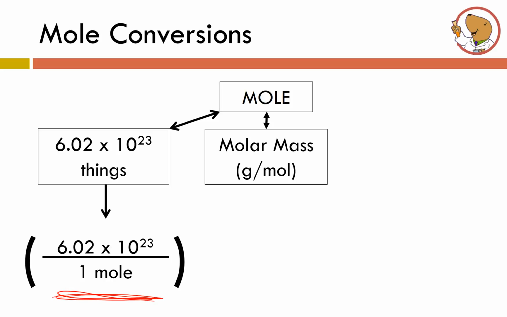H2O, 2 hydrogens plus 1 mole of oxygen will give us a total of 18 grams per mole. And we can use that to convert. So I've just represented that as molar mass in grams over 1 mole. Again, don't forget, you can flip that fraction upside down if you need to.